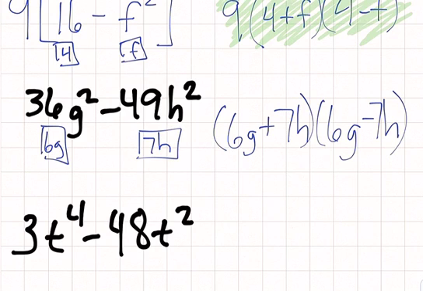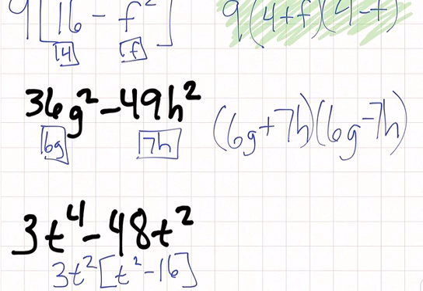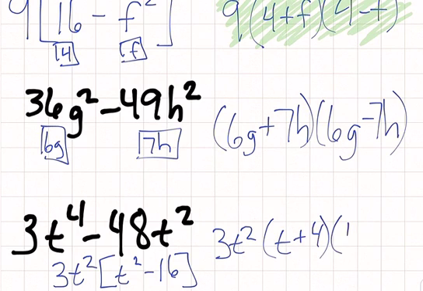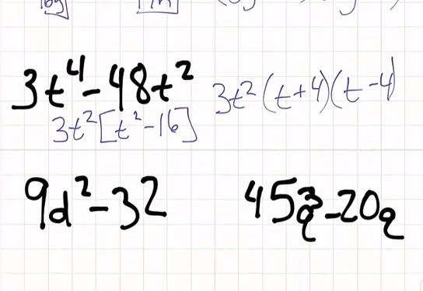On this one, we do have a GCF. The GCF is, in fact, 3t squared, which leaves us with t squared minus 16. And those are, in fact, the difference of squares. So 3t squared times t plus 4, t minus 4. So this is my most favorite factoring strategy ever.